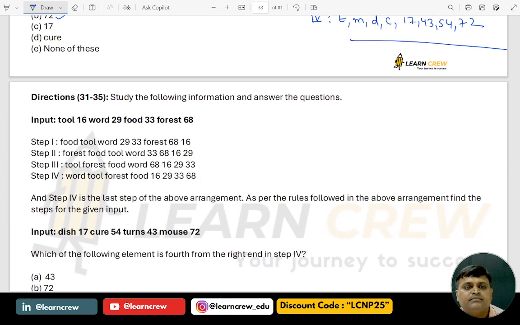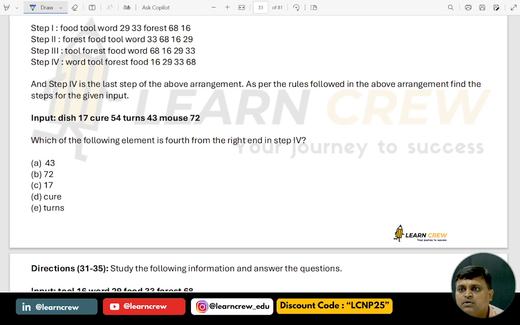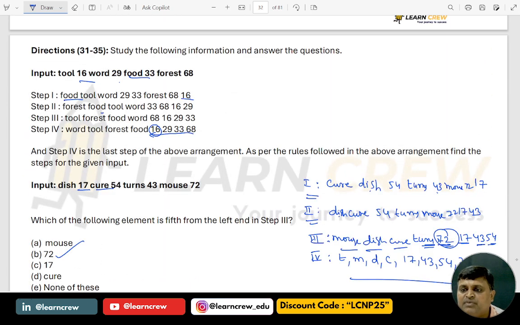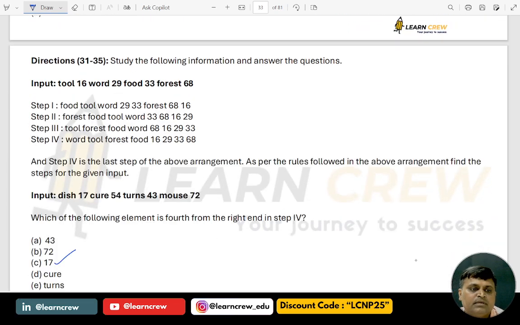Now next, once the steps are written, it is not difficult. Which of the following elements is fourth from the right end in step 4? In step 4, fourth from right: 1, 2, 3, 4. So it is 17. 17 is the answer. So the answer is option C.